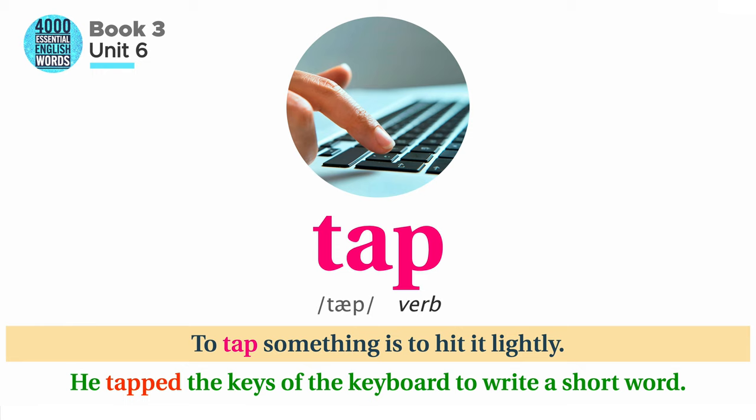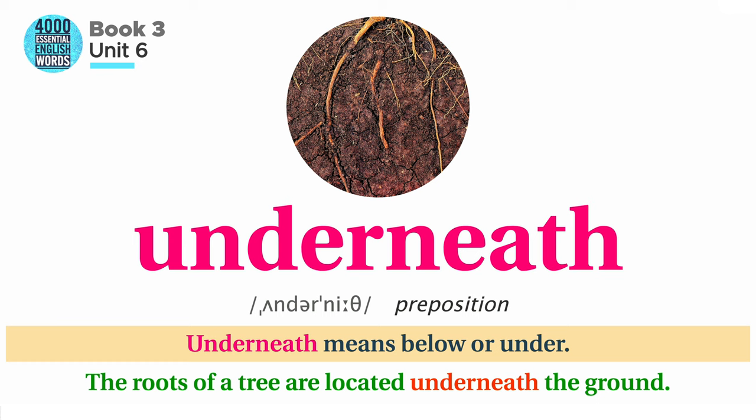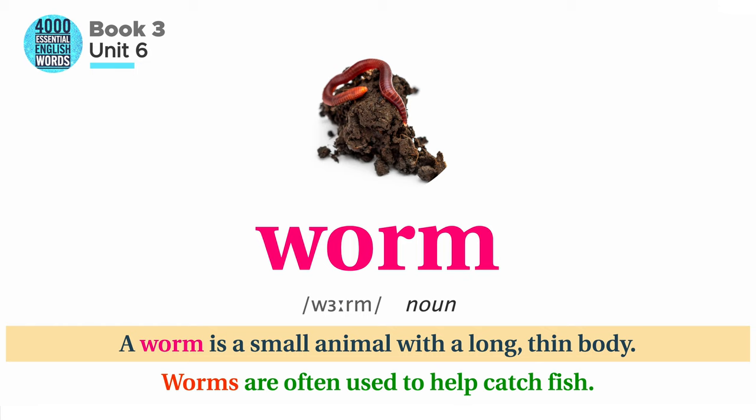Tremendous. A tremendous thing is very large or very good. The Earth's oceans are filled with a tremendous amount of water. Underneath. Underneath means below or under. The roots of a tree are located underneath the ground. Worm. A worm is a small animal with a long, thin body. Worms are often used to help catch fish.